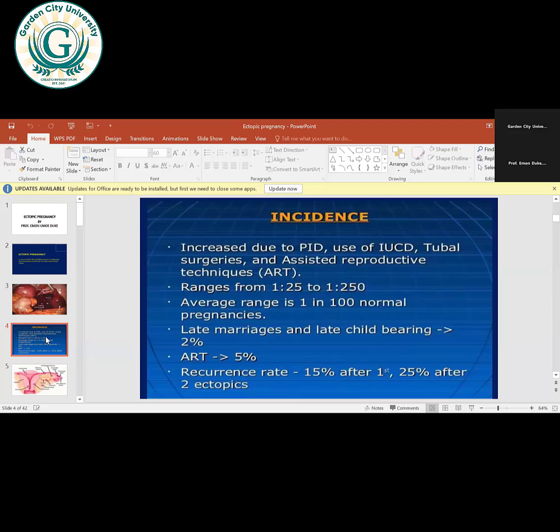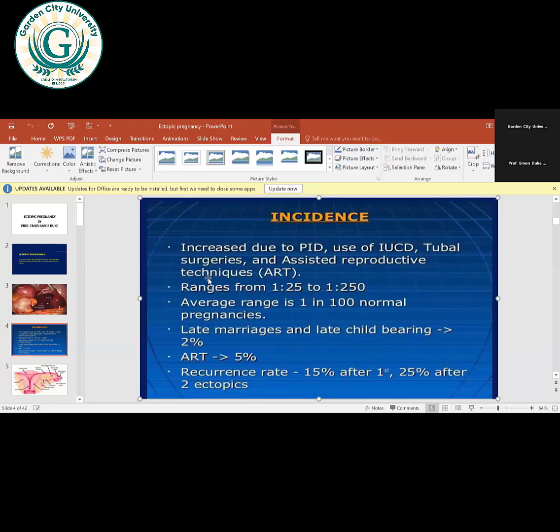So which one is high? 1 in 25 or 1 in 250? 1 in 25. 1 in 25 is very high. The average range is 1 in 100. That is in all normal pregnancies.